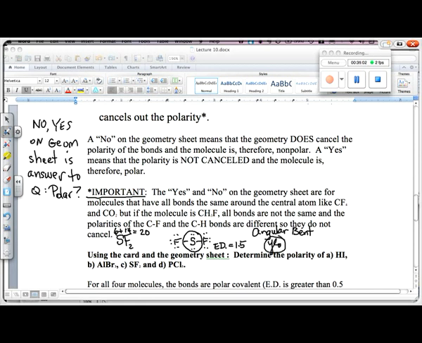When we are finished with this last example, I'm going to scroll. I want to go back to the geometry sheet and I want to talk about a couple of things that are written on there, okay, to make sure that you understand that.